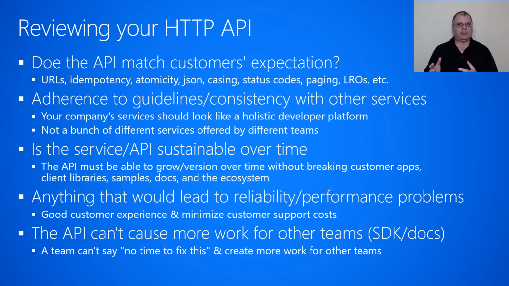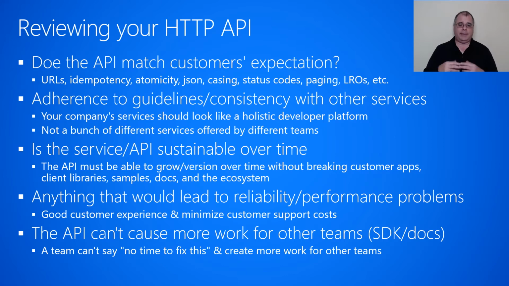Or do you have patterns in place properly to handle things like paging of enumerating over collections or long-running operations and so on? We want to make sure that your API adheres to the company's guidelines and is consistent with other services that are provided by the company. Your company's services should look like a holistic developer platform and not a bunch of different services offered by different teams.